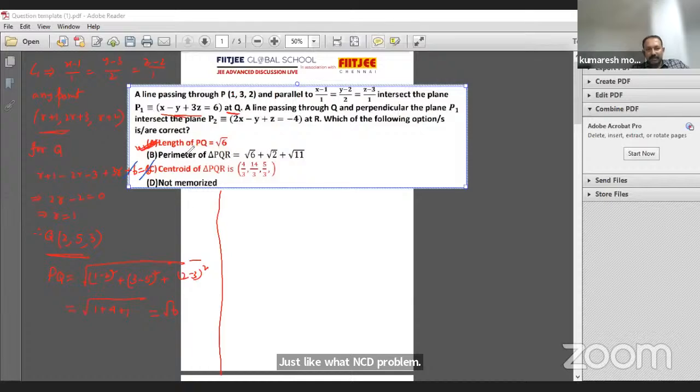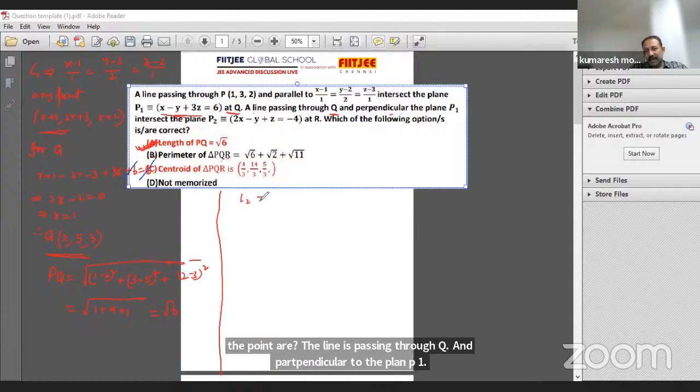We need to find the point R now. Why? For the options B and C, we need to get the point R. Now we'll see the point R. What is the point R? A line is passing through Q and perpendicular to the plane P1. So the second line is passing through the point Q.